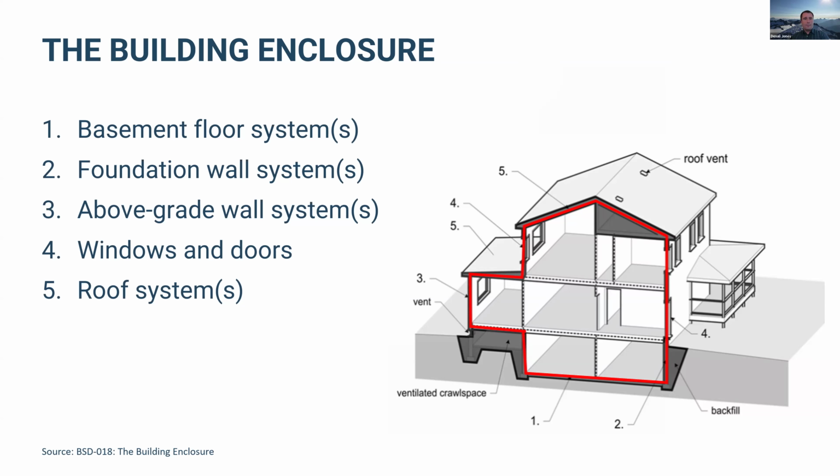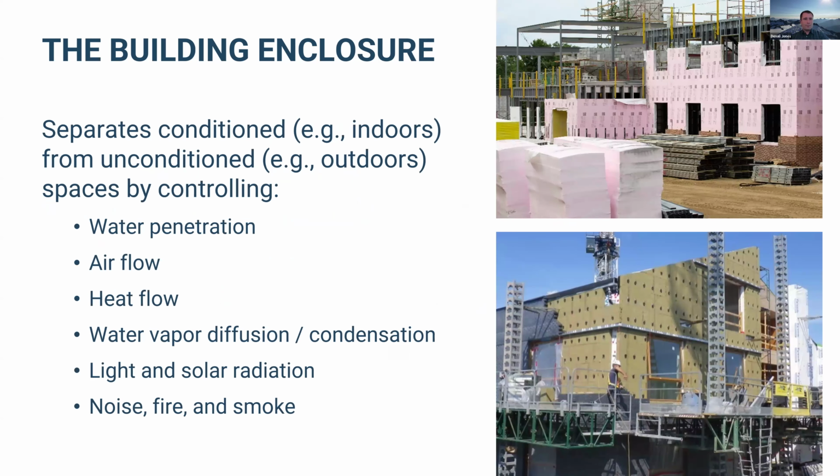So yeah, it comes in many different forms. It's what separates conditioned space from unconditioned space, and we do that by managing environmental loads. And so that's in the form of water. That's the big one. We're going to talk mostly about that today, but also airflow, heat flow, vapor flow, so diffusion. It also manages light, solar radiation, and other things as well that we won't really get too much into today, like noise, fire, smoke, all those things as well. So those are all the environmental loads that we want the enclosure to deal with in one way or another.